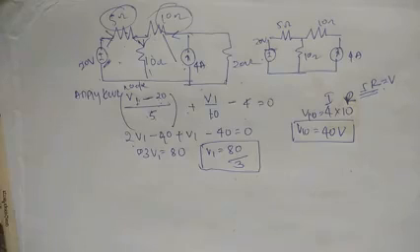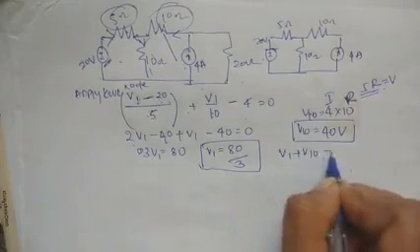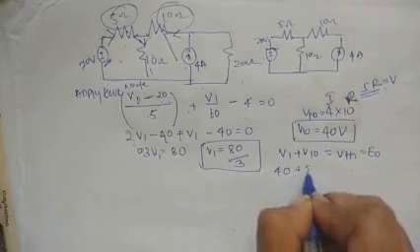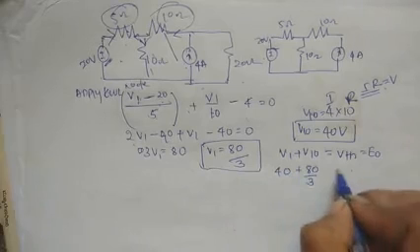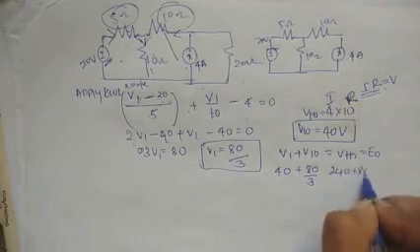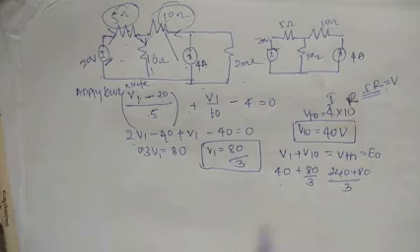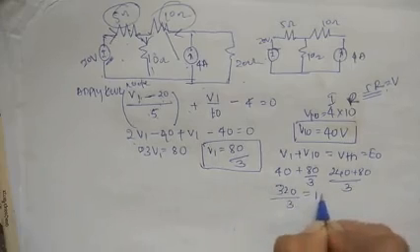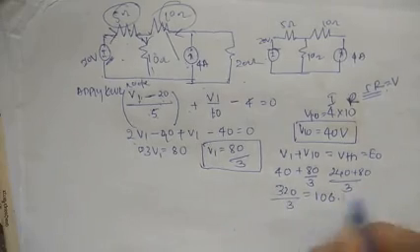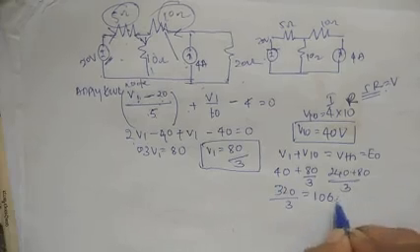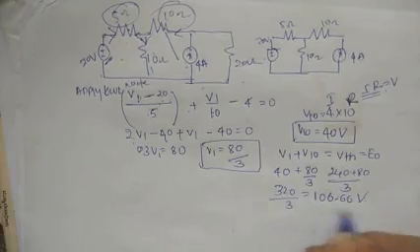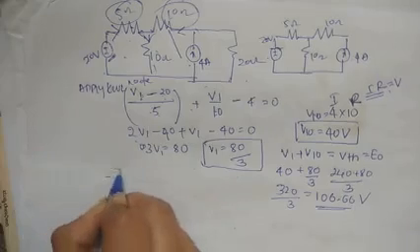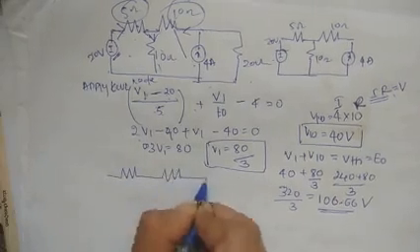Next, V1 plus V10 equals VTH or E0. 40 plus 80 by 3 equals 240 plus 80 by 3, which is 320 divided by 3. 3 ones are 0. 106.66 volt. That is VTH. Now we are going to study the RTH value. Remove the current source.